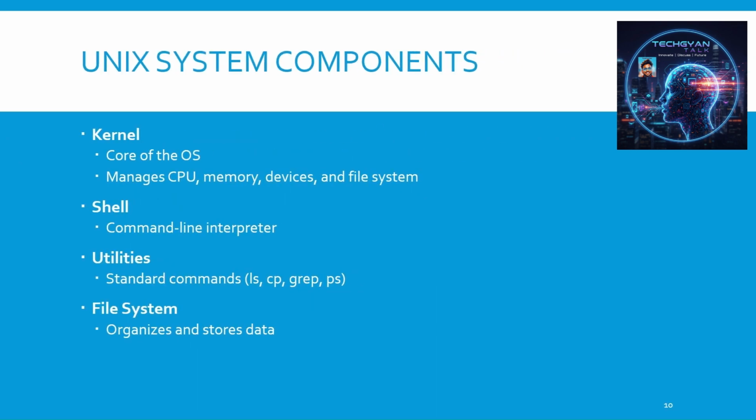Unix system components are kernel, shell, utilities, and file systems. So, what is the kernel? The core of the operating system, which manages CPU, memory, devices, and the file system. The shell is the command line interpreter. Utilities are standard commands: ls, cp, grep, ps. The file system organizes and stores data.